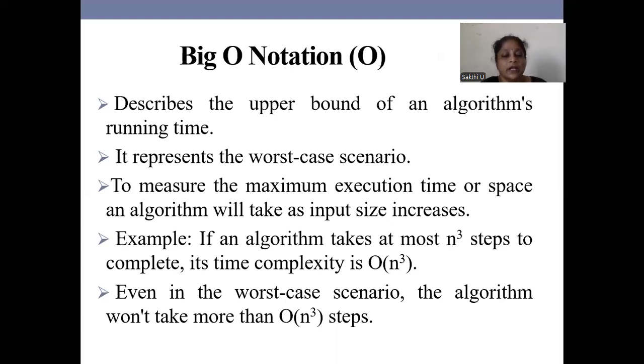For example, if an algorithm takes at most n cube time, or performs n power 3 steps to produce the result, the time complexity is called order of n power 3, which is cubic. In the worst case scenario, the algorithm won't take more time than order of n cube. So the maximum time taken by the algorithm is represented by big O notation. Mainly, big O notation represents the worst case complexity of an algorithm.